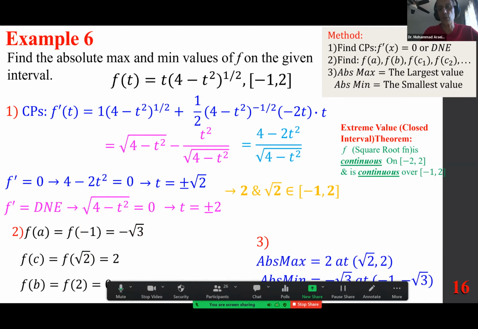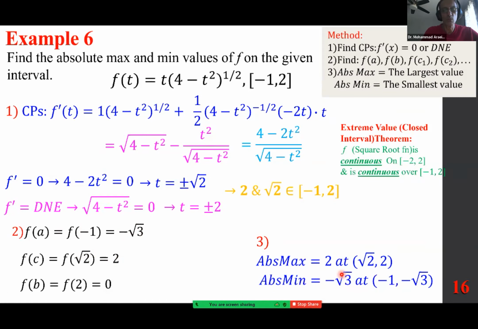It's very straightforward, everybody. So absolute max is 2 at square root of 2 comma 2. Absolute min is minus square root of 3 at negative 1 comma negative square root of 3.